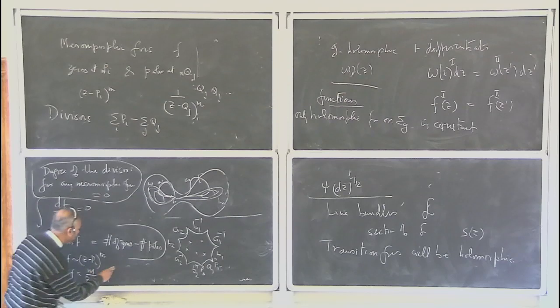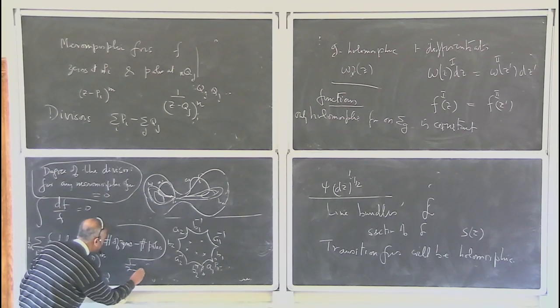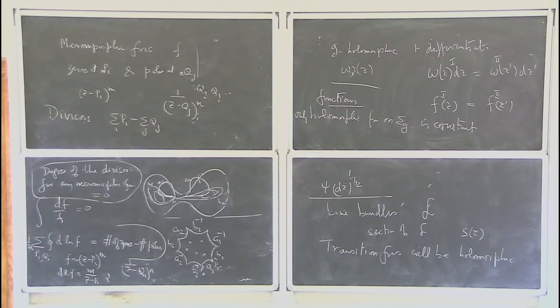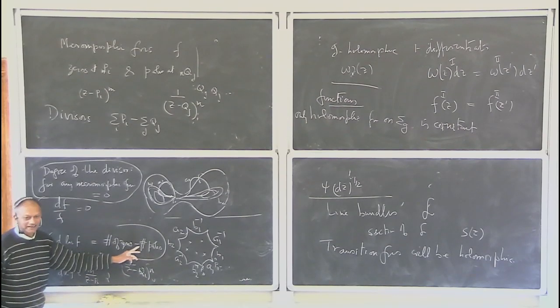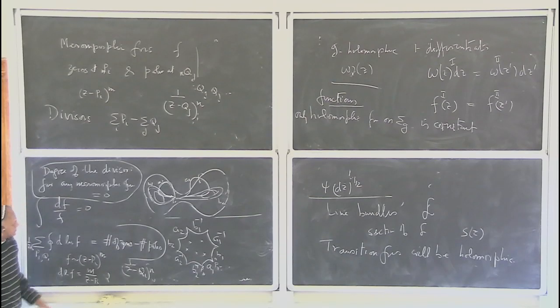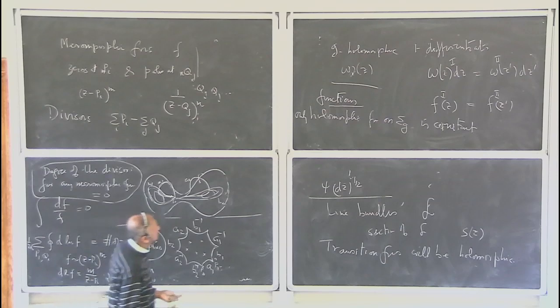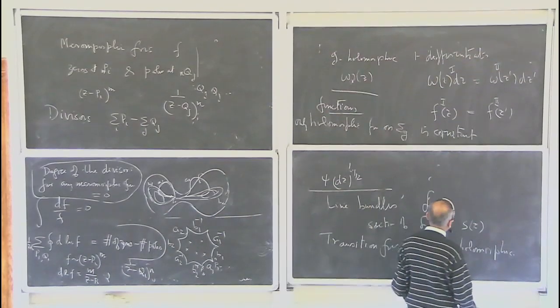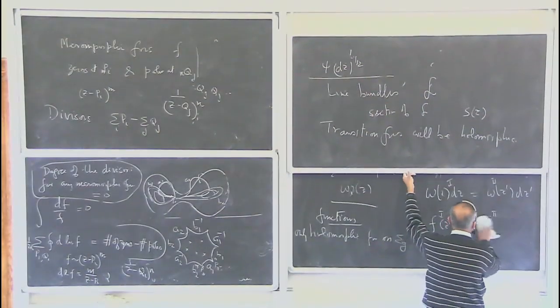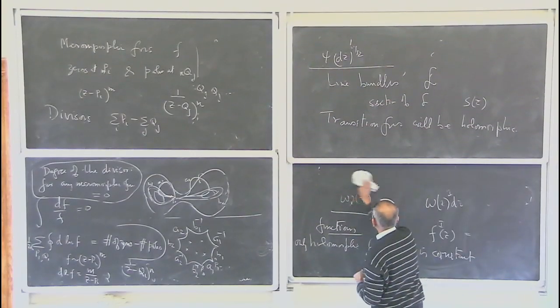And when I have a pole, it will be 1 over (z minus q_i) to the power of m, where you can say simply that m is negative. Correct. That's why there's an opposite negative sign for that. So that's what is called the degree of the divisor. And what we are saying is that for a function, the degree will always be 0. Okay, now let's take some line bundle L, and it will have some sections.